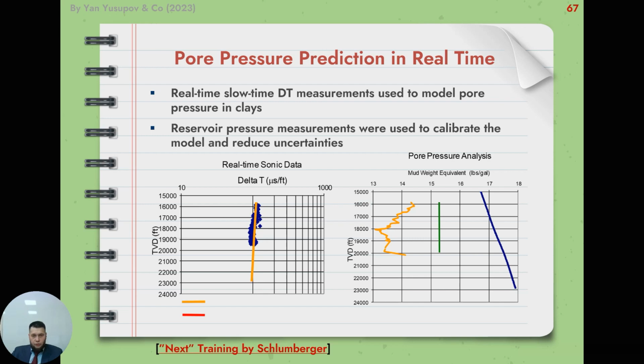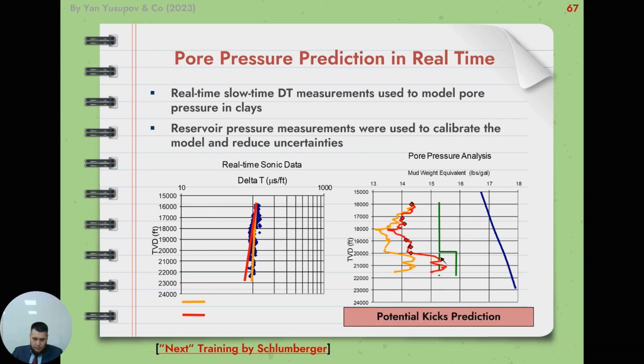An important part of pore pressure prediction is real-time pore pressure calculation. The real-time slow-time P-wave measurements are used for pore pressure calibration in place. Yes, we have calibration points. We can build a normal compaction trend line and estimate the pore pressure in this case and find potential kick predictions.